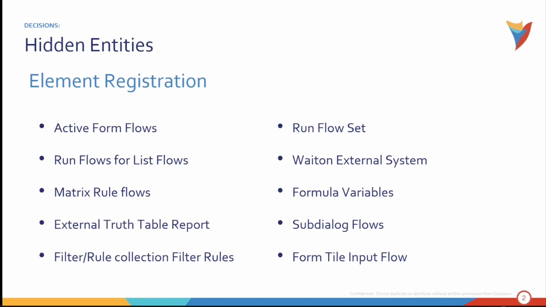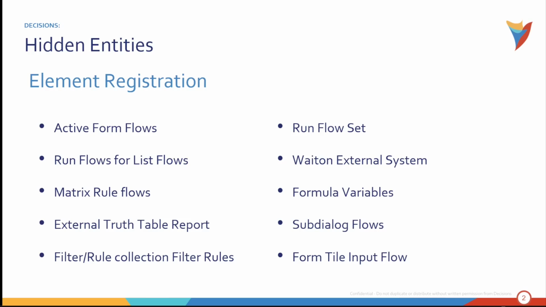So the first thing that we'll need to look at is what are these actual entities? What is able to be hidden? And so there's a number of things. A lot of them are going to be in the element registration table. Essentially, these are any designer entities, things like flows, rules, forms, reports, things like that, that get created, especially if they get created when you're inside the editor of another designer entity.